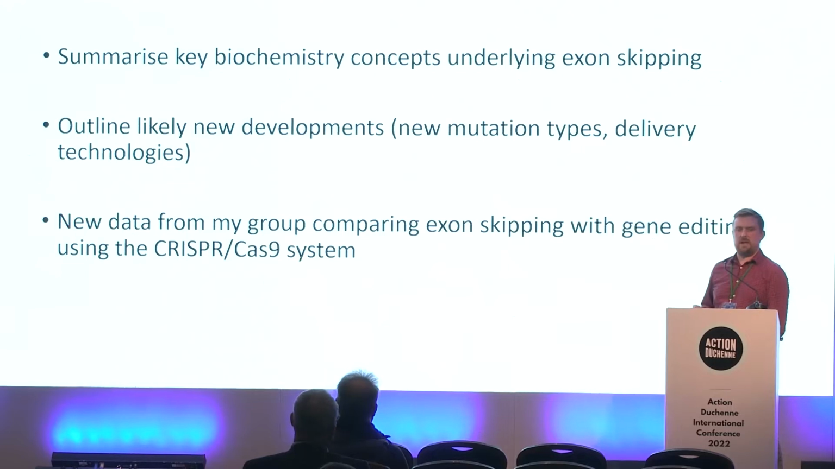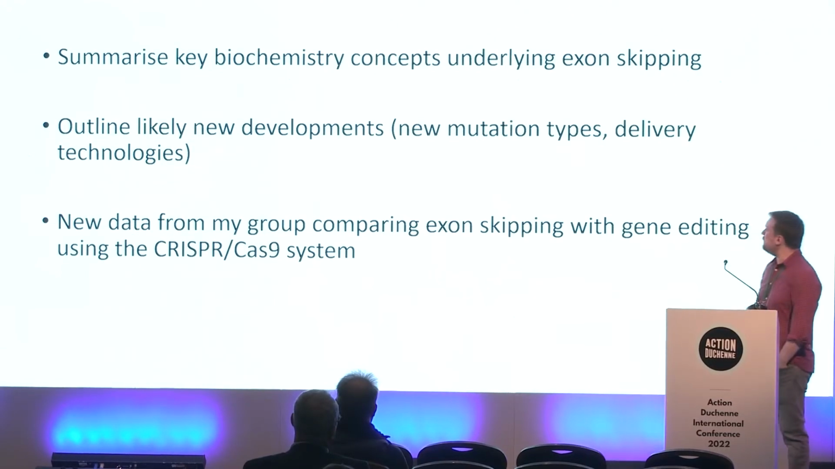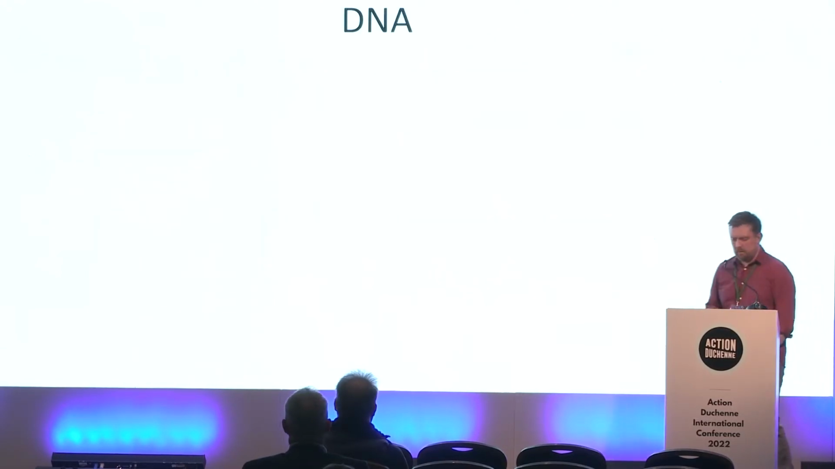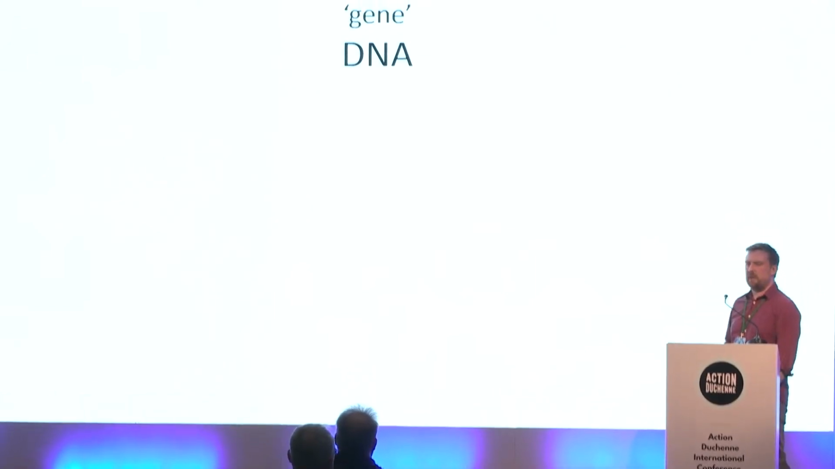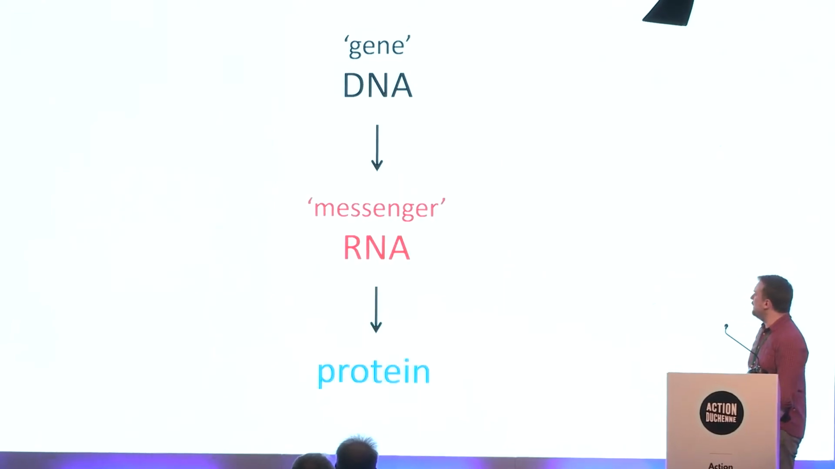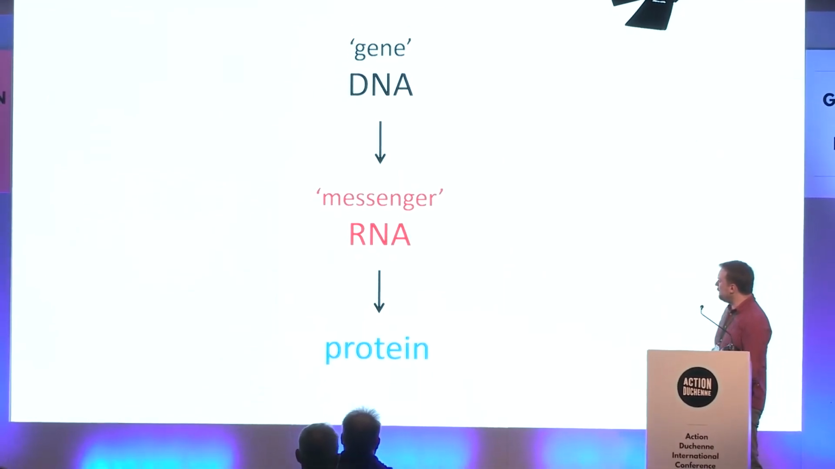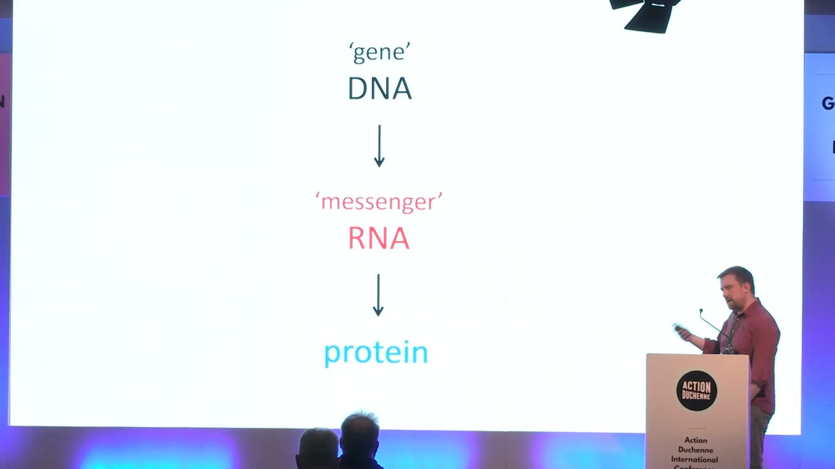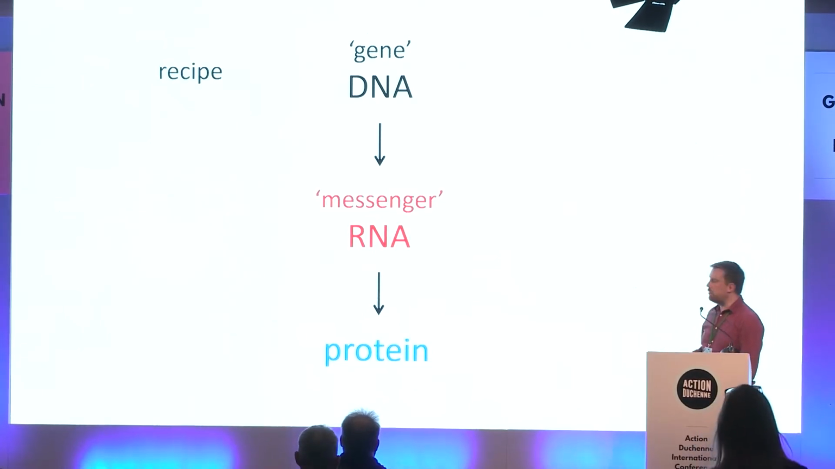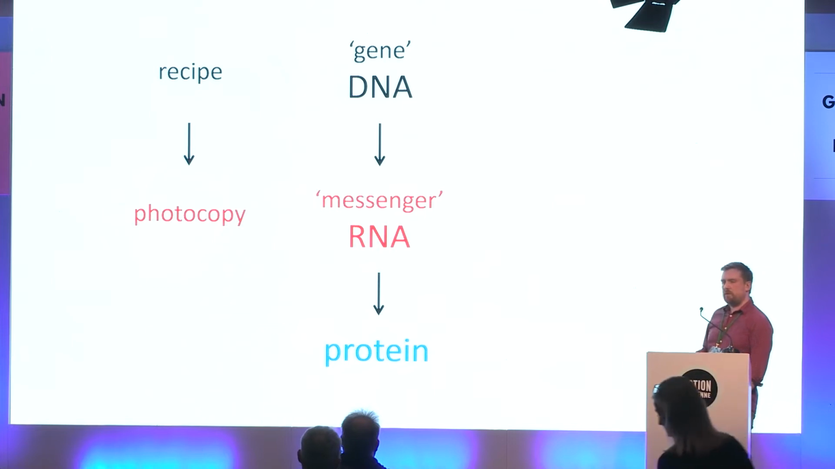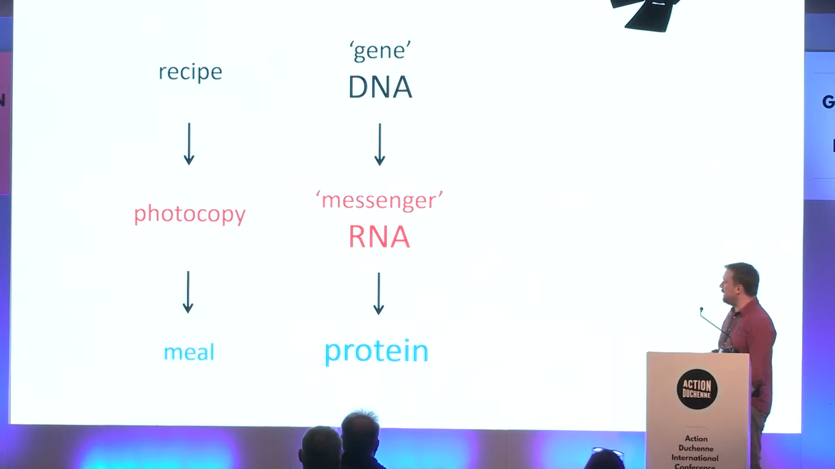with CRISPR-Cas9-mediated gene correction. So a key concept in molecular biology is the flow of information from DNA to RNA to protein, which is illustrated here. And you can think of an analogous situation as a recipe, with the genome being a recipe book, and then we make a temporary photocopy of a recipe, and then that is translated into a meal.